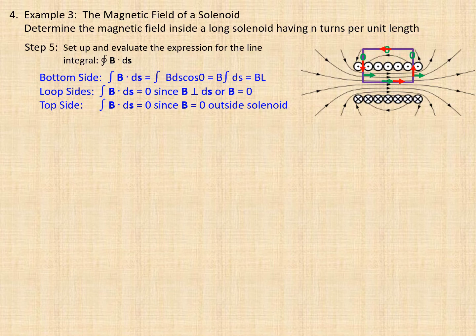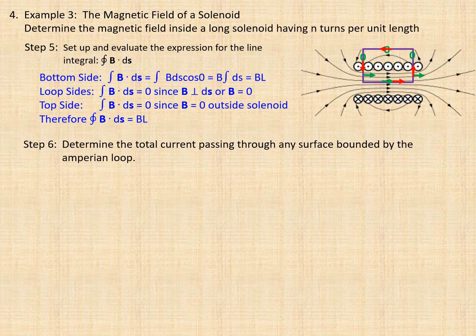So when we add up all of these contributions, so that we get the line integral for the entire closed loop, we find out that only the bottom side gives us a non-zero contribution. So the total value of the line integral is simply B times L.